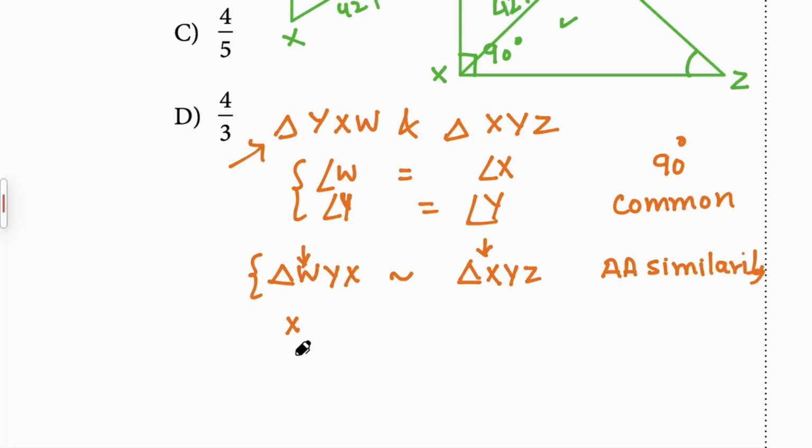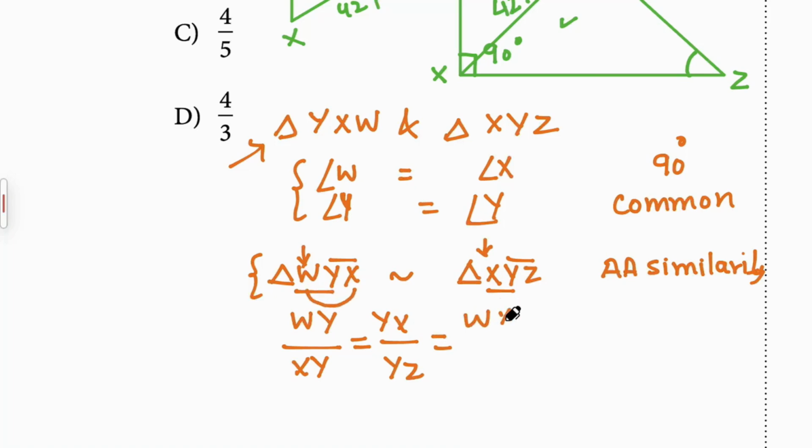So, okay, let's write WY, first two of this over first two of this is equal to last two of first triangle over last two of second triangle is equal to alternate of first over alternate of second. Okay, now leave it here.